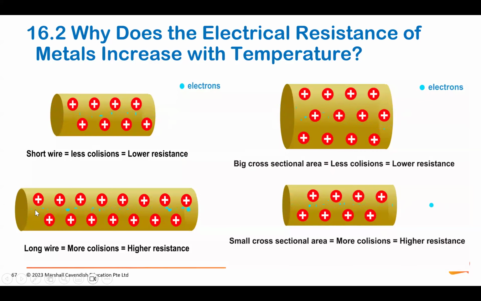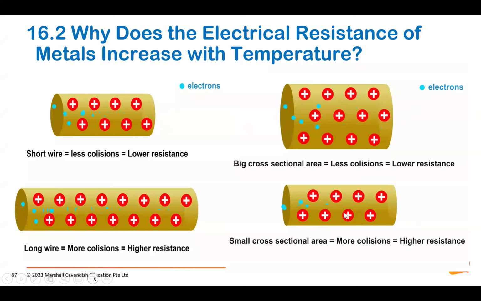While for a long tunnel, I'll take a long time to crawl through it, because there's more collision, or it's very difficult to crawl through a long tunnel. So the current will be reduced. It has a higher resistance. But for cross-sectional area, if I have a fat tunnel and a thin tunnel, obviously it's easier to pass through a fat tunnel. In a fat tunnel, there's lesser collision because the particles are more spread out. So the charges can flow through it more easily. I will have a higher current, lower resistance.